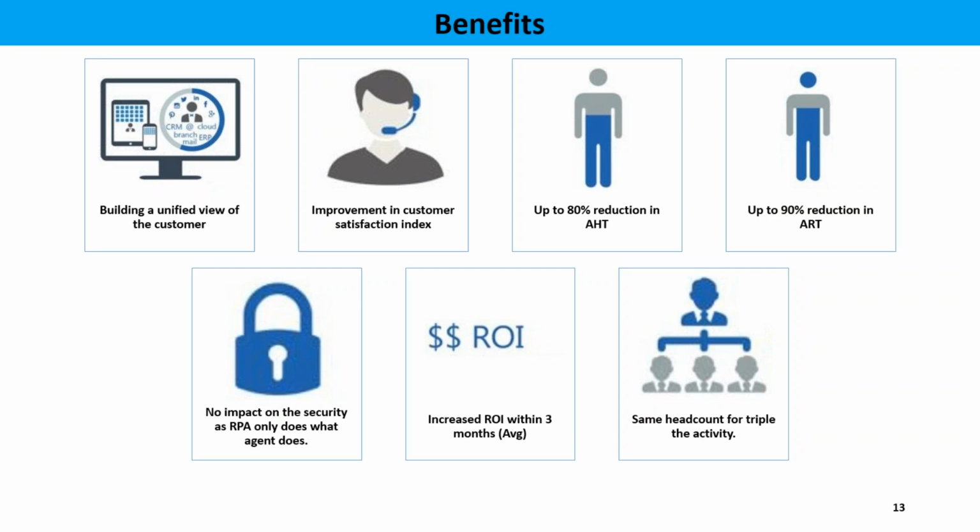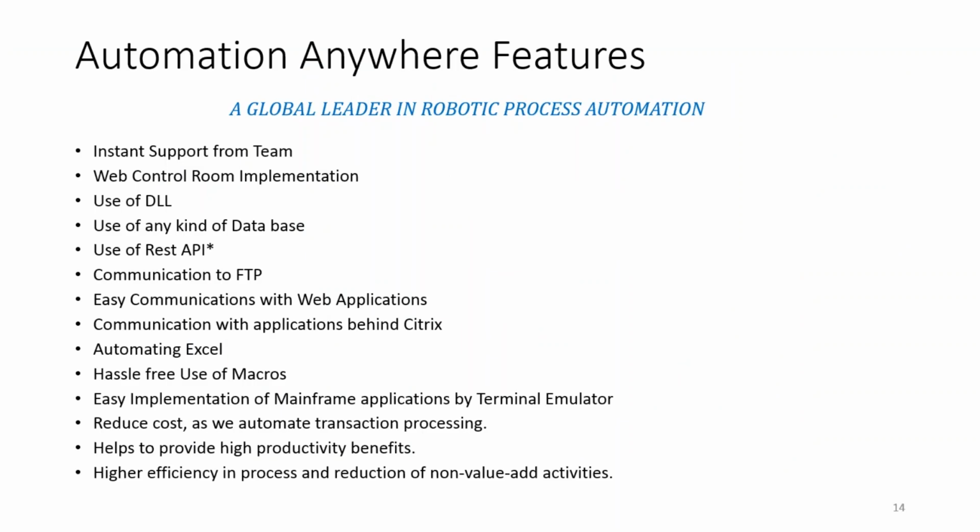Correct? So coming to this part, what are the Automation Anywhere features? As we are going to study Automation Anywhere, we will come to know what features it has. The first thing is instant support from the team. That means if you are working in any corporate, you just drop a note. If you have any questions, you can drop an email. You will get the result in the next 30 minutes. They will definitely get back to you in the next 30 minutes, which is not possible with any of the other RPA tools.